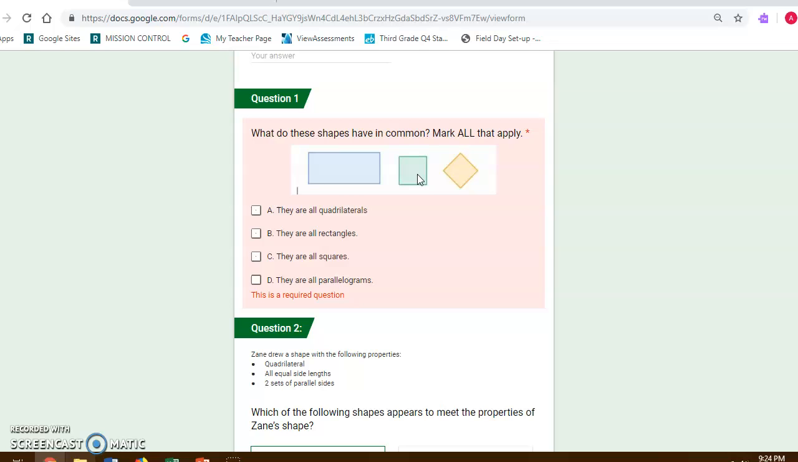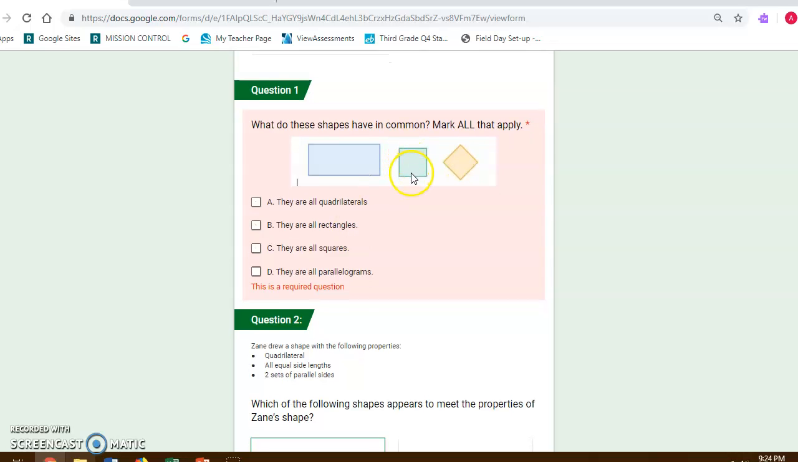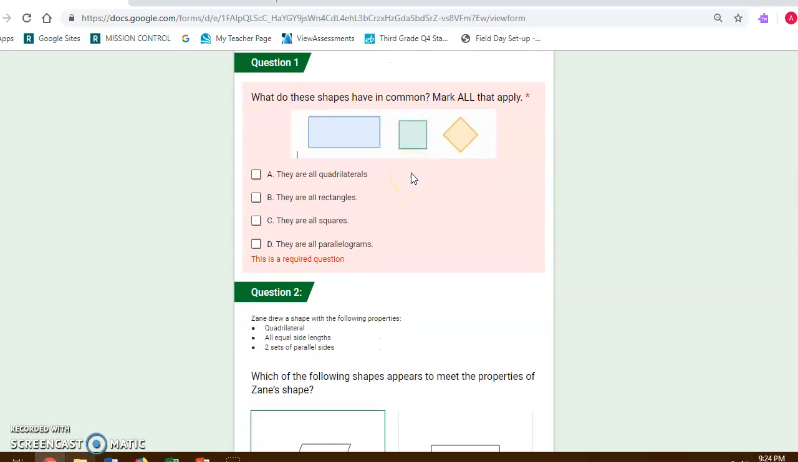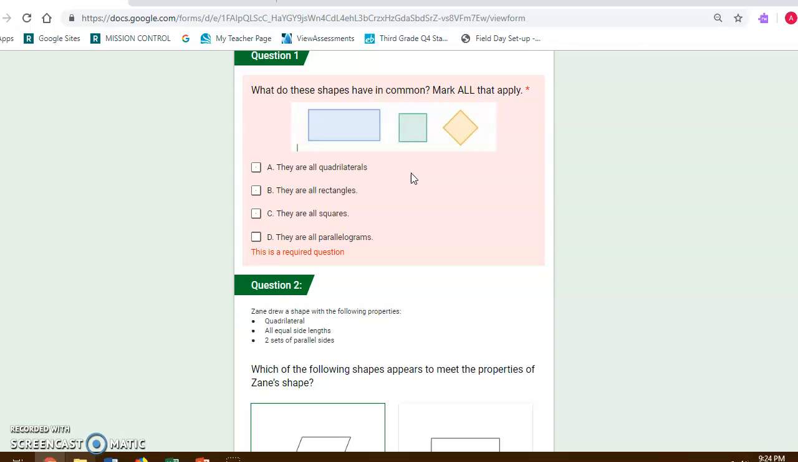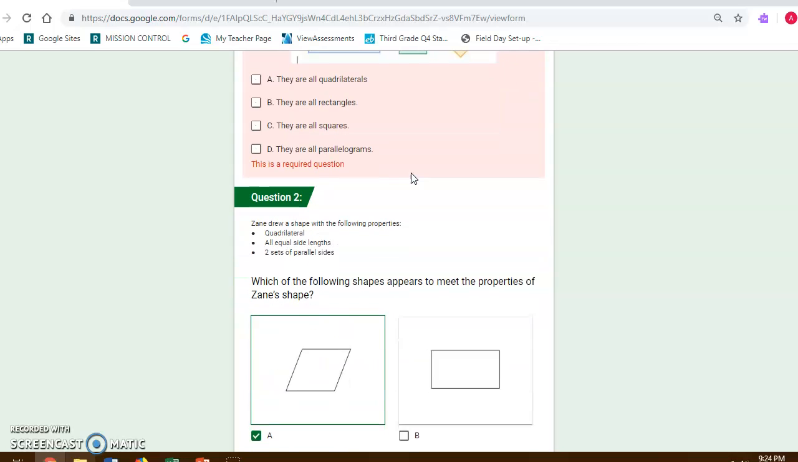Or they can even think, okay, this is a square. I know they're squares. I know it's a parallelogram. I know it's a quadrilateral, but students may not know that squares are also rectangles. So then this would allow me to see how well my students know the attributes of certain shapes.